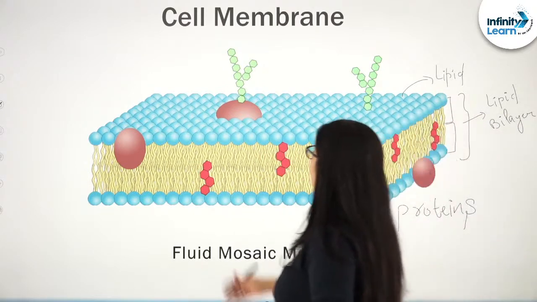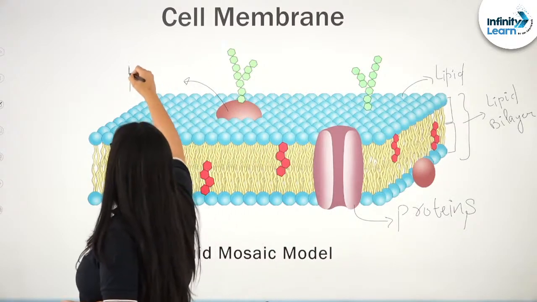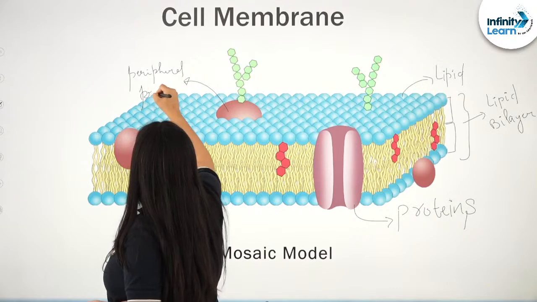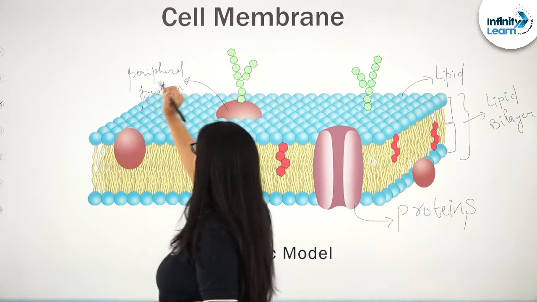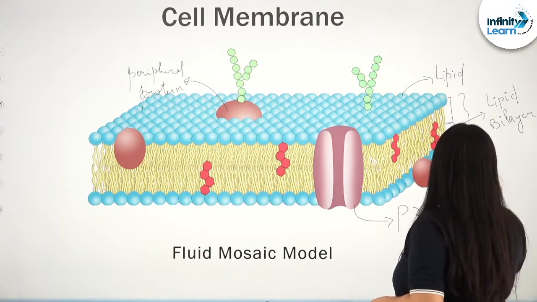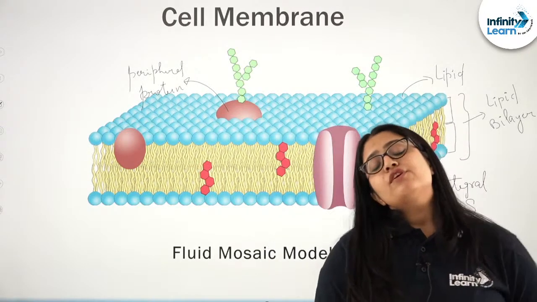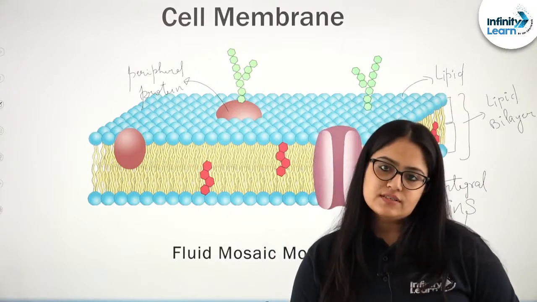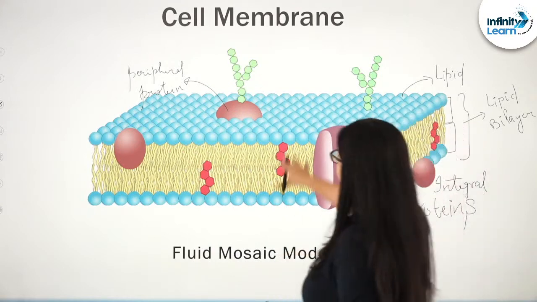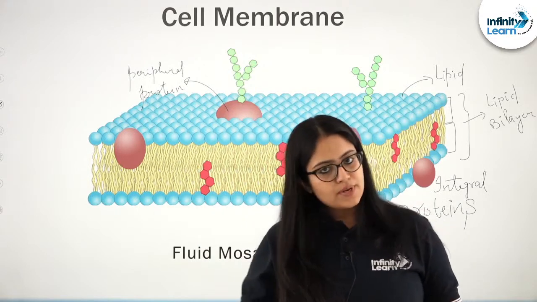See here students, this is a peripheral protein. And this is an integral protein. So, how do we define peripheral proteins? Peripheral proteins are those proteins which are present on the surface of the plasma membrane or cell membrane. As you can see, this one is just lying on the surface of the plasma membrane.